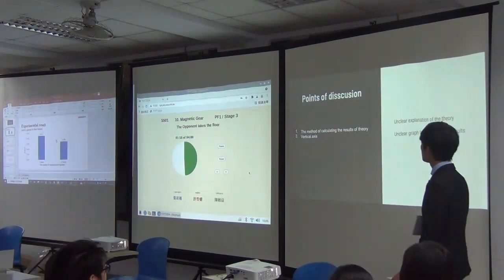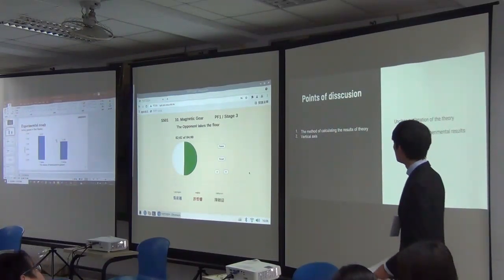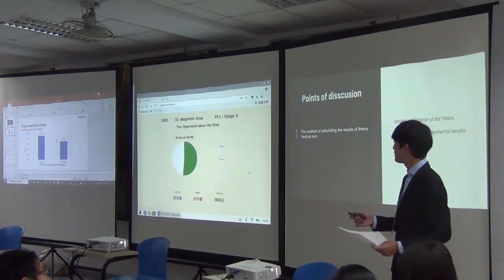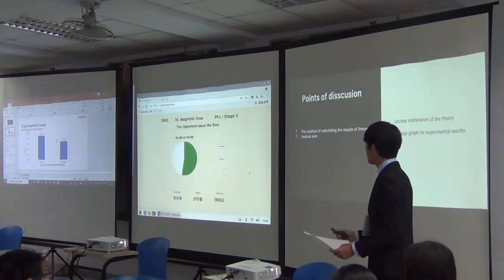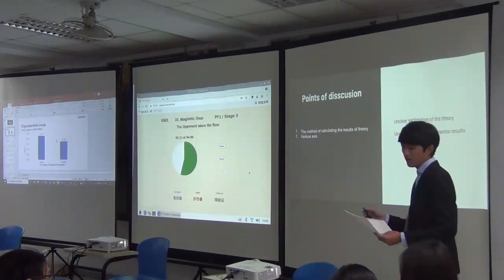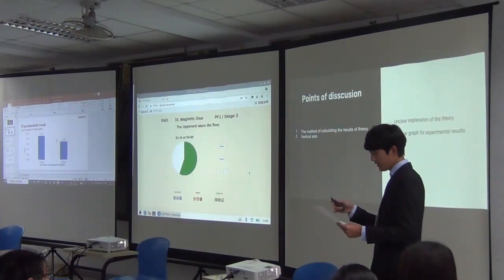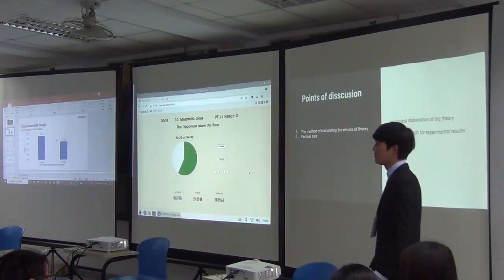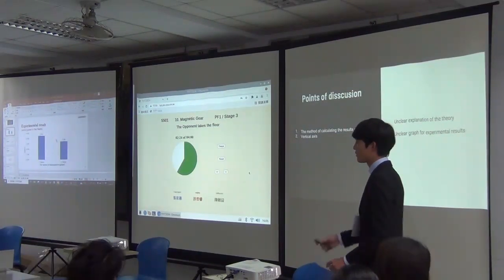These are the main points of discussion. First, I need to know the method of calculating the results of the equations of the theory. Second, I want to talk about the vertical axis, which is also not stated in this presentation. I didn't have time to do it. It's about the critical values of experiment 2. Yes, and this is the end of my overall summary report.